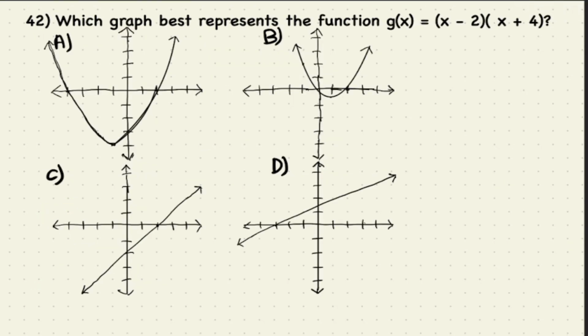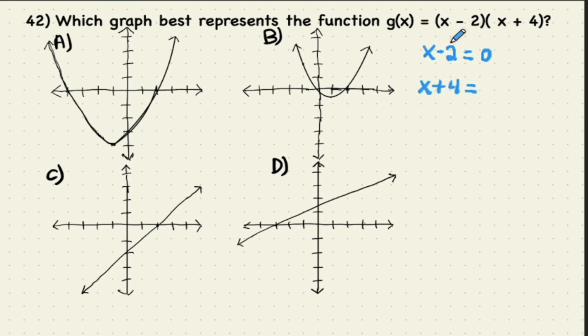Number 42, which graph best represents the function g of x equals x minus 2 times x plus 4? So as you can see, we have this function, and what we're going to do is set this function equal to 0. So what we're going to do is set x minus 2 equal to 0, and we're going to set x plus 4 equal to 0 as well.